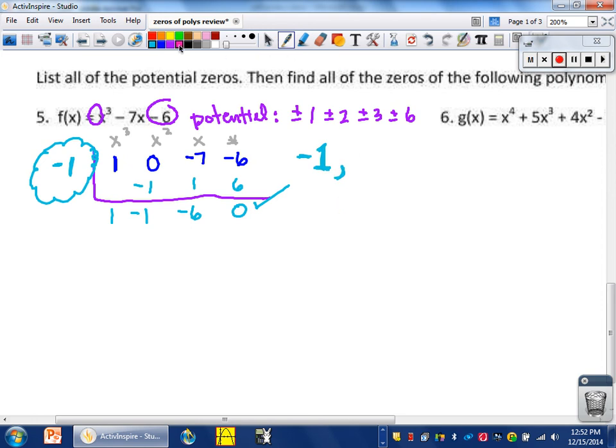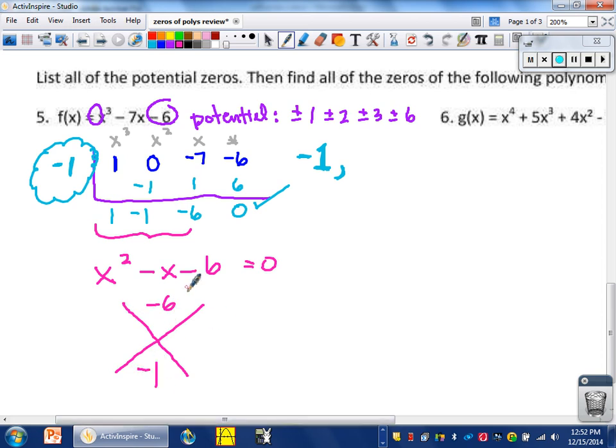Okay, the other answers come from the quotients. Come from this thing. This gives us an x squared minus x minus 6 quotient. We want to know what numbers will make that equal to 0. So hopefully this is a factorable quadratic. Are there numbers that multiply to give you -6 and add to give -1?